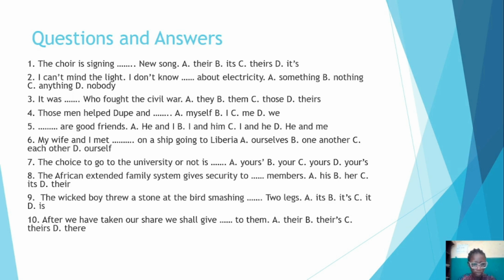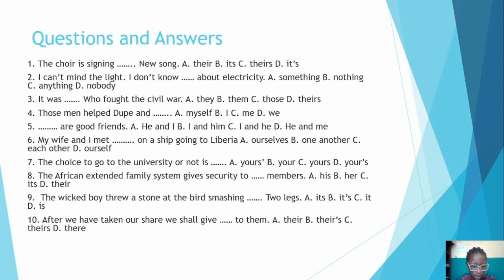Question number 8. The African extended family system gives security to dash members. A, his. B, her. C, it. D, there. The correct option is option C. The gender is not specified, so we use it. And remember, it's a possessive pronoun. The African extended family gives security to its members.